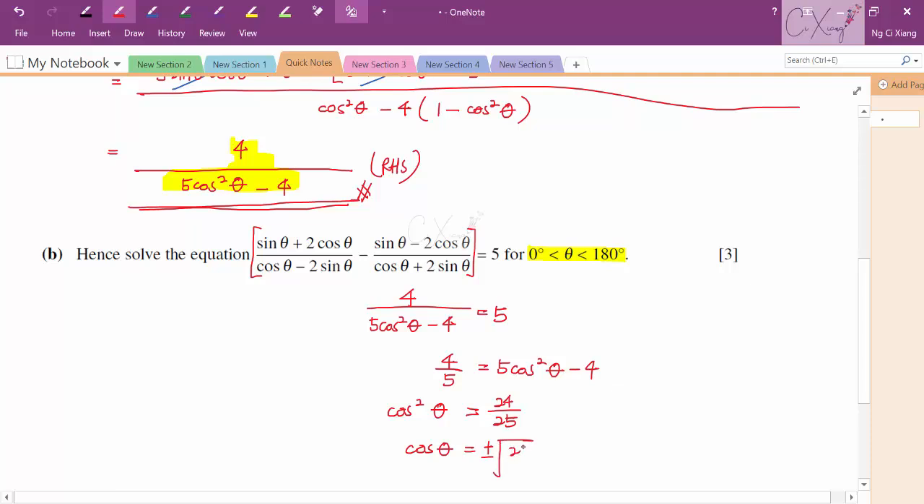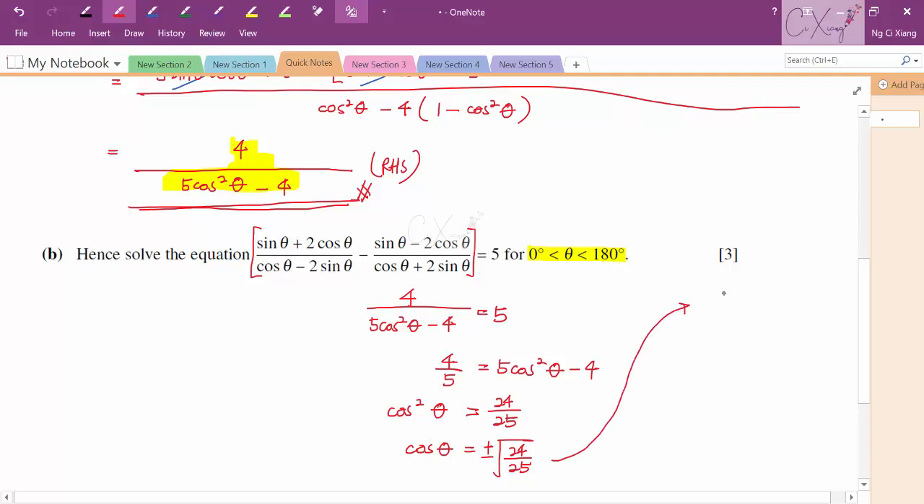Okay, so when I take the square root, I need to consider the plus and minus sign. So that means later when I want to get the answer for the quadrants, I need to consider all the quadrants that include positive cos and also negative cos. All right, so we proceed further.